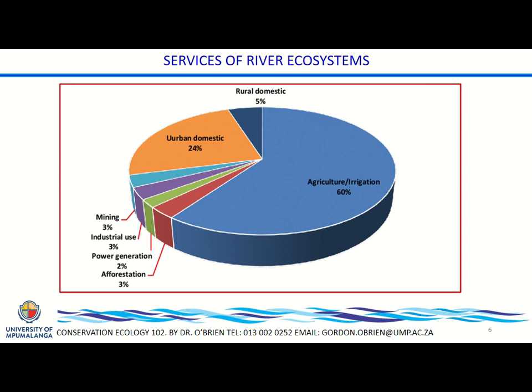So you can see, in terms of the water that we store in South Africa and we sell, the government sells water to users. 60% of the water that is used in the country is used to produce food. Compared to that, 24% is used for formal urban domestic use, and only 5% is for rural use.